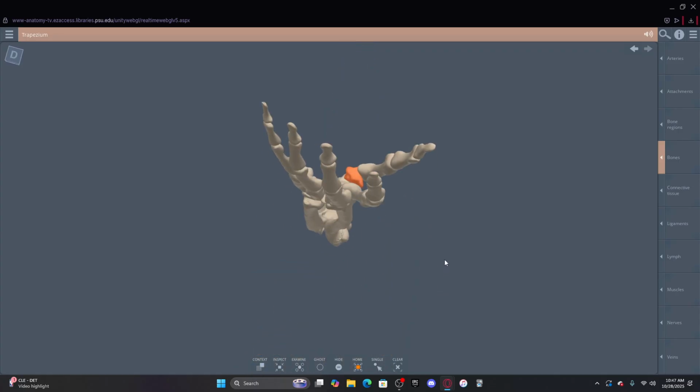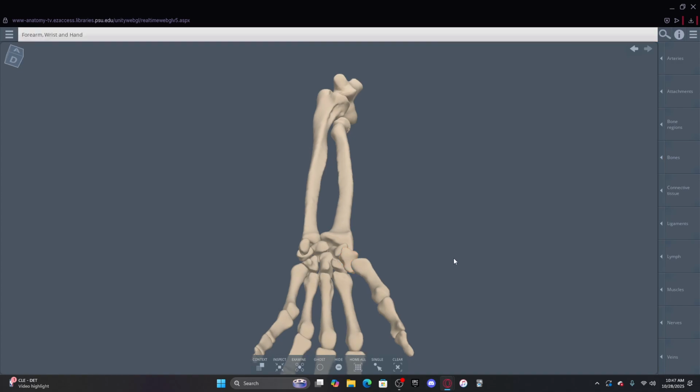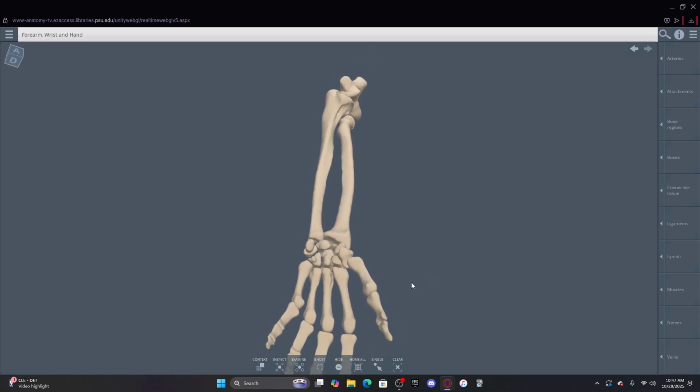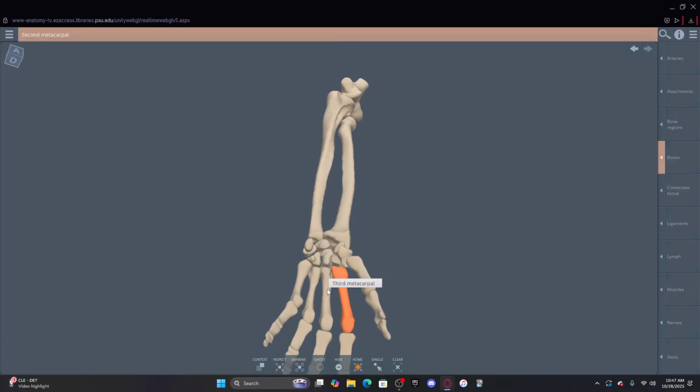And then we have, similarly with the foot, our metacarpals instead of metatarsals. So metacarpal 1, metacarpal 2, metacarpal 3, metacarpal 4, metacarpal 5. So these are metacarpals, right? Not metatarsals, right? The metatarsals are in the foot, the metacarpals are in the hands, right?